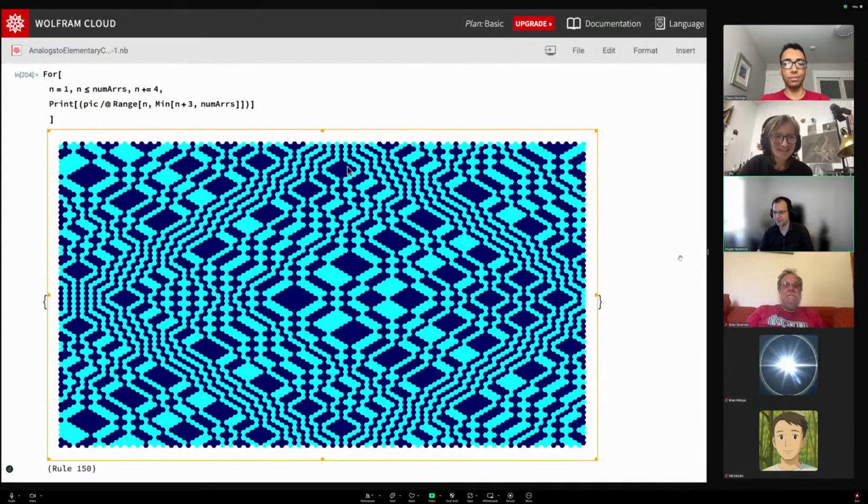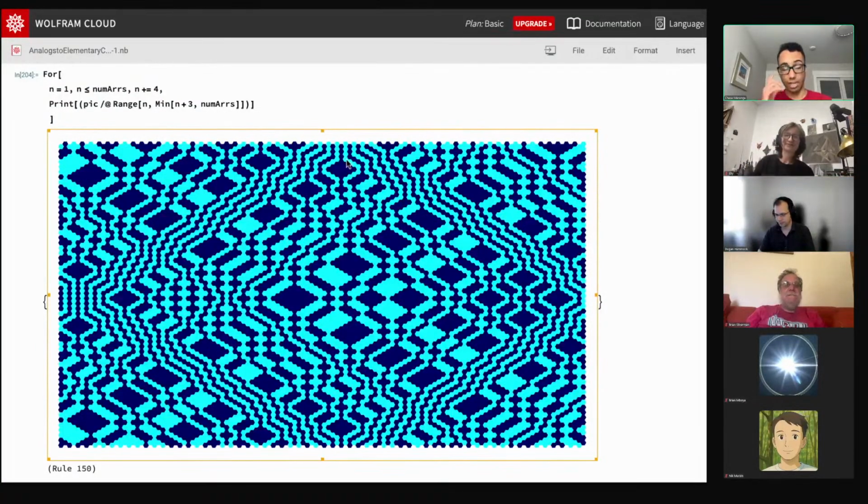I'm sorry, when the two side cells are the same, then it uses the same as the middle, and when they're different, then it uses the opposite, did you say? Yeah, so when the two side cells are the same, 150 uses the same as the middle. When the two sides are different, it uses the opposite of the middle. And 105 is sort of like that. When the two cells are the same, it uses the opposite of the middle. And when the two cells are different, it uses the same as the middle. Okay, so these are like XOR and XNOR.